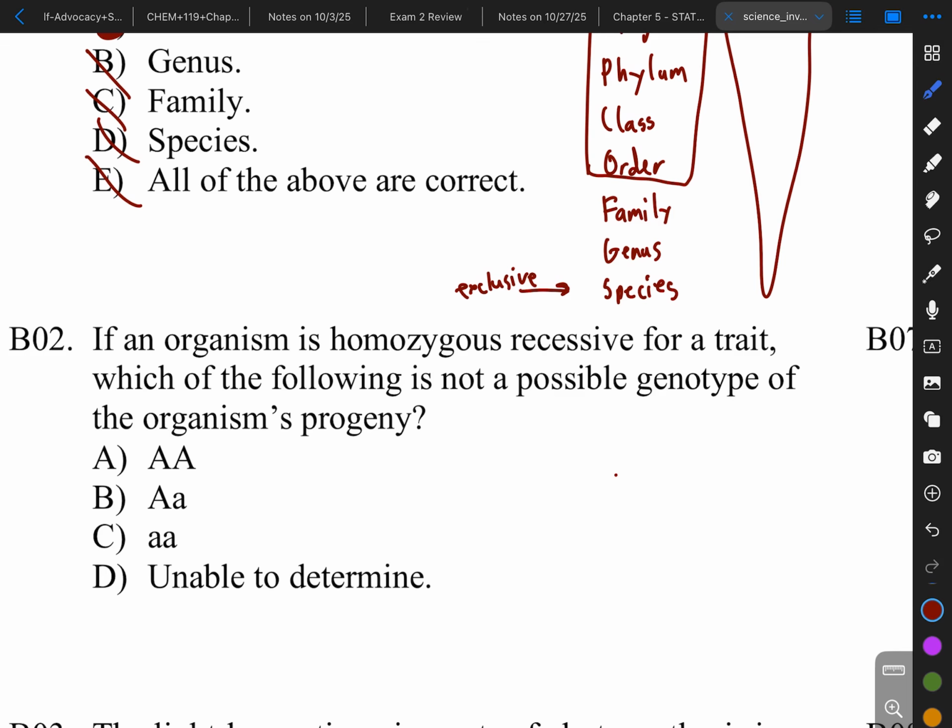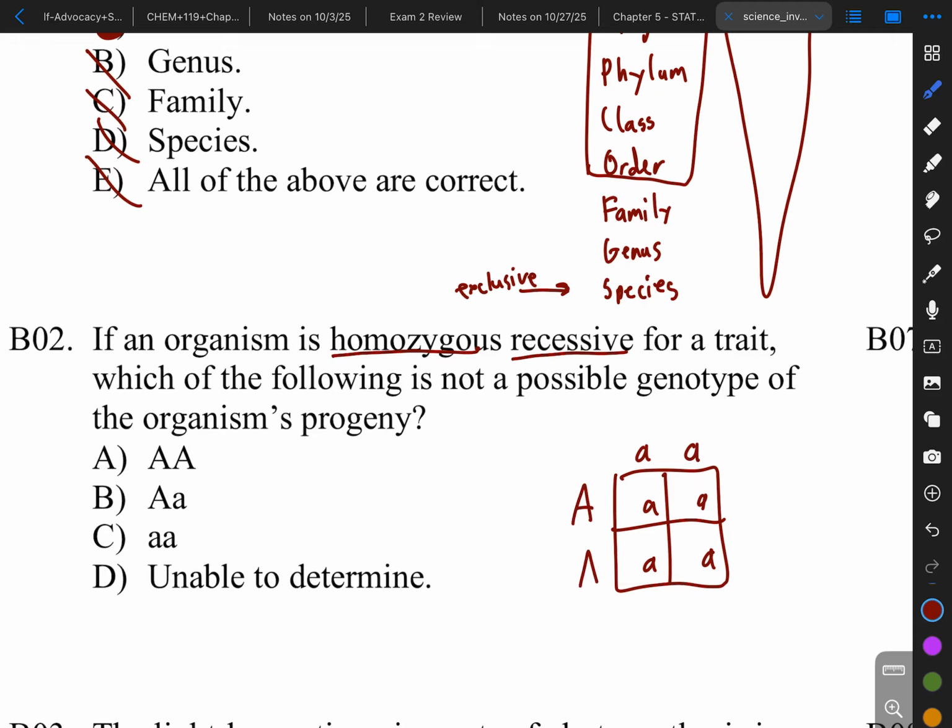Number 2, if an organism is homozygous recessive for a trait, which of the following is not a possible genotype of the organism's progeny? To answer this question, we'll quickly do a Punnett square. And we know homozygous means they have the same alleles, and recessive means they have the recessive alleles. That means the organism must have 2 recessive alleles. So that means each of the offspring will have a recessive allele.